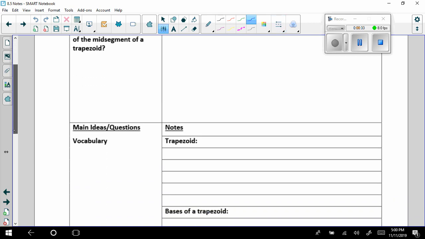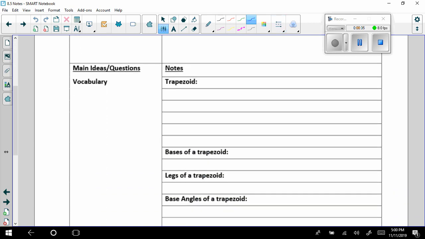But a trapezoid specifically is a quadrilateral with exactly one pair of parallel sides. It can't have more than one because then it would be a parallelogram. So only one pair of parallel sides.